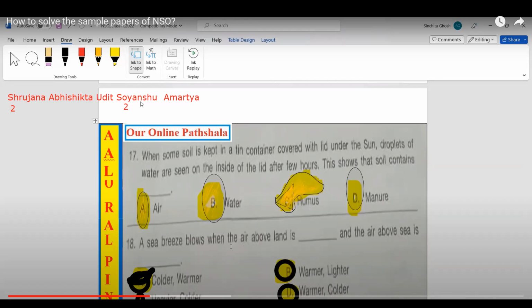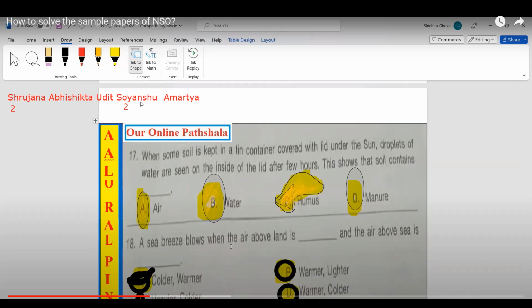Ma'am, number 17, option B, water. No, number 17 is not option B. It will be humus. Why should it be humus? Because when some soil is kept in a tin container, beta, and the container is covered with a lid under the sun, droplets of water are seen on the inside of the lid after a few hours.